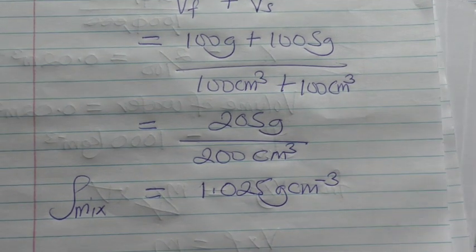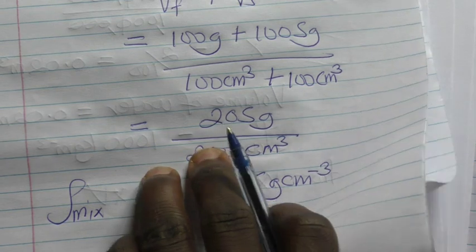And if it is required in kilograms per cubic meter, we saw that in our first video, or our first lesson concerning density. Look for it and see how we convert. Otherwise, that is how we get the density of the mixture. Let us go to our second example concerning the same.